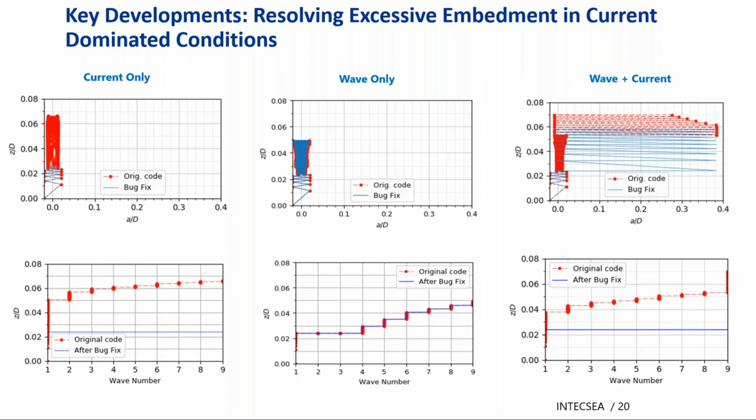The wave only, the two results are identical because if there is no current, then the bug is not invoked. But when there is a wave and current, and the current is significant, then we could see that the red color keeps oscillating for all the 9 waves, whereas the blue stops here, and at the 9th wave only it goes up, as shown in the oscillation part over here. Thank you. Next one, please.